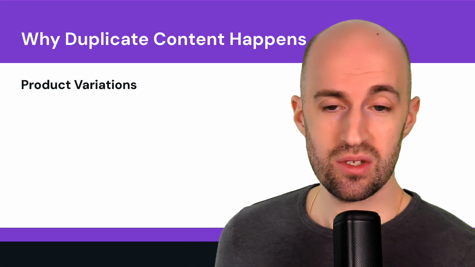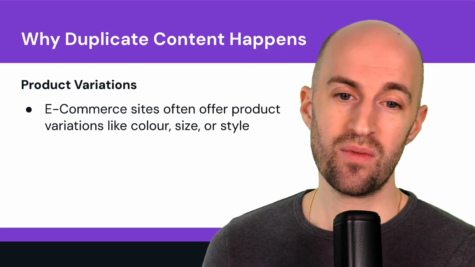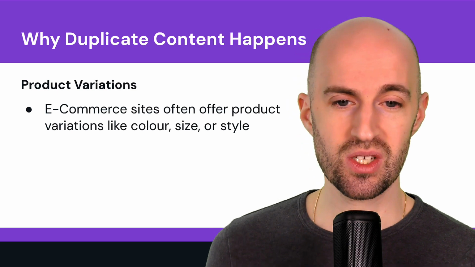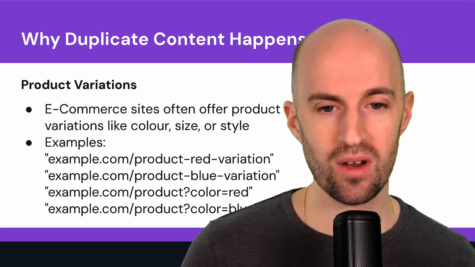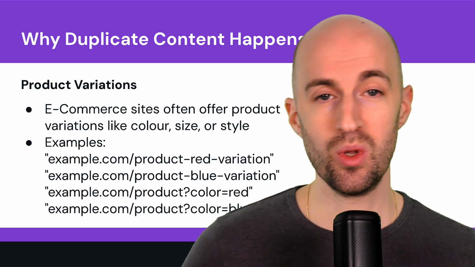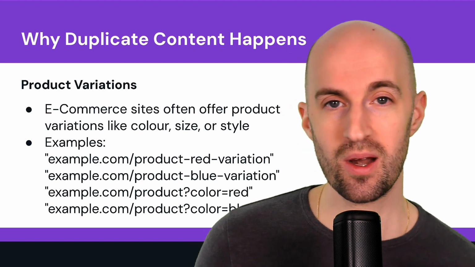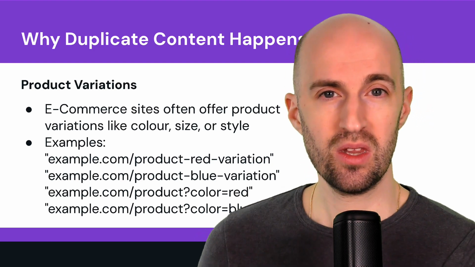Product variations. We hinted on this before, but on e-commerce sites, they often offer product variations like color, size, or styles. So it could be the product name, red variation, or product name, blue variation. Or it could be product and then color equals red or color equals blue. So there are different ways depending on the URL structure of the website.